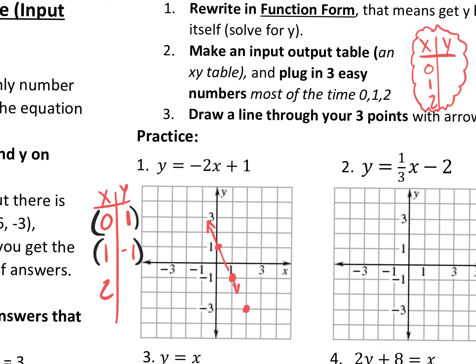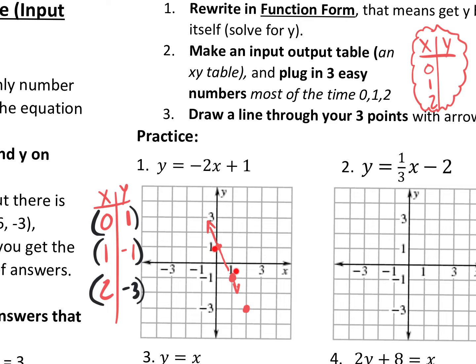Now, what does that mean? That means that if I did actually plug in a 2 right here, I will get a negative 3 for my y value. Don't believe me? Let's do the math. Plug in a 2 right there. Negative 2 times 2 is negative 4, and negative 4 plus 1 is negative 3. So you don't have to do a lot of math.